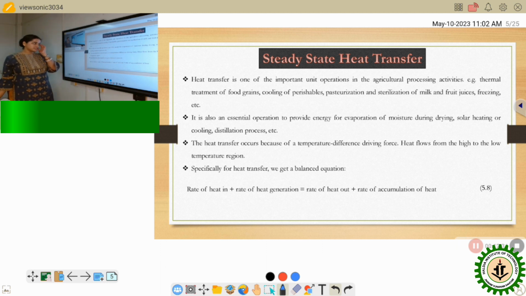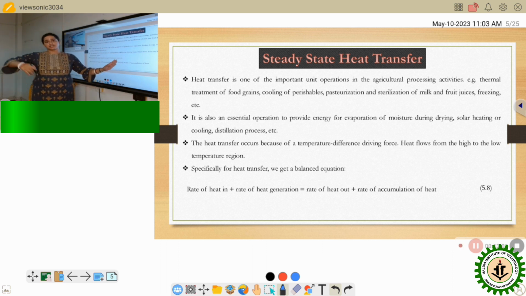Now specifically for heat transfer, we get a balance equation. Again, I am telling you the balance equation is necessary. What are the components of that balance equation? As I have already said, rate of heat in, that is rate of heat introduced into the system, plus rate of heat generation. After introduction of heat into the system, reactions will occur, and that reaction can be exothermic, so heat can be generated within the system. That is your left hand side. It should be equal to rate of heat out, that is rate of heat coming out of the system, plus rate of heat accumulation, if any. Heat can also get accumulated within the system if it is an endothermic reaction.